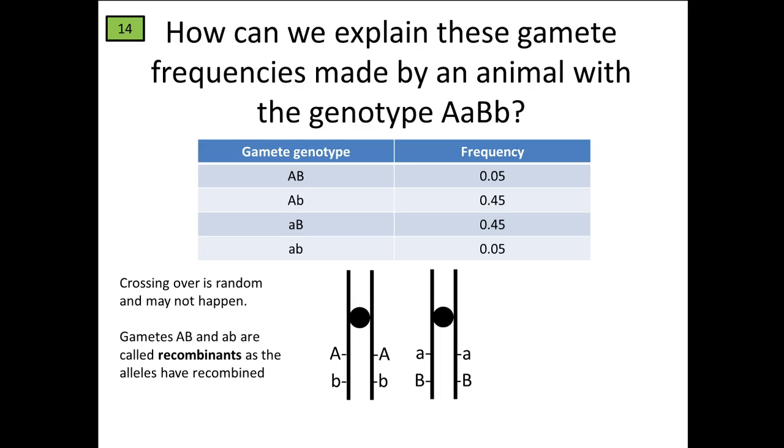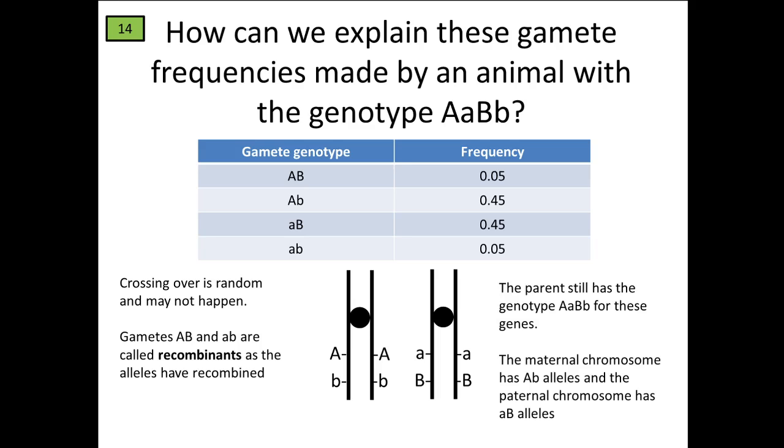Make sense? Hopefully does. And we do a lot more of this in year 13, by the way. This is just to get us ready for that, and if you understand this, you are properly understanding meiosis. So let's just read this through. Crossing over is random and may not happen. That's why we get lots of big A and little b gametes. Gametes big A, big B, and little a, little b are called recombinants.